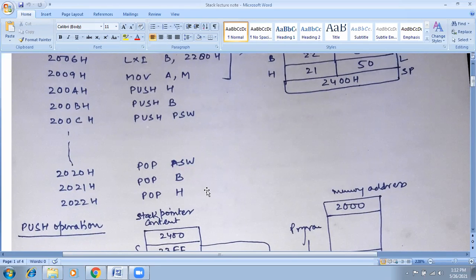Now, the content of 23FE will be copied in the L register, and the stack pointer is again incremented by 1 so that it will become 23FF. And the content of 23FF will be copied in the higher order register, that is the H register. And then the stack pointer is again incremented by 1 so that it will become 2400. So in this way, the stack operation works.